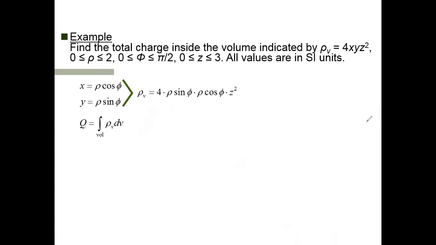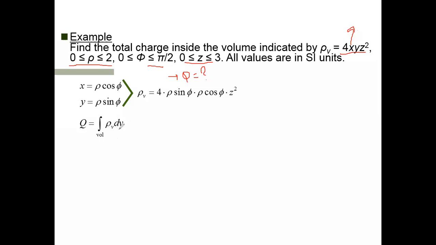If you see this question, why I have selected it is because this will give you some idea. Rho v is given as 4xyz square. From seeing this, you may say that this is the Cartesian coordinate system, right? But if I look at the limits, rho, phi, and z, this is in which coordinate system? Cylindrical. So now you have to find Q, the total charge. Charge is the integral of rho v dv.